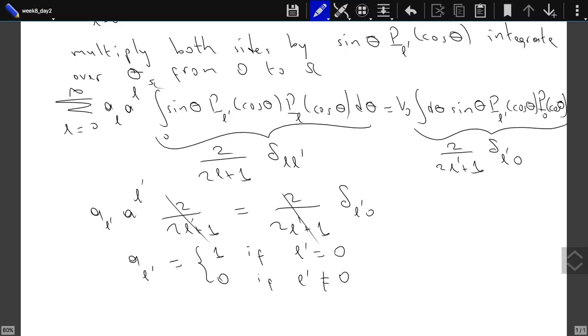So you see the right-hand side is 0 if L prime is non-zero. So I can cancel this A to the power L prime, and this coefficient is just 0. If L prime is equal to 0, then the right-hand side is 1, and the left-hand side is AL prime. Yes, I have a V0 over here.